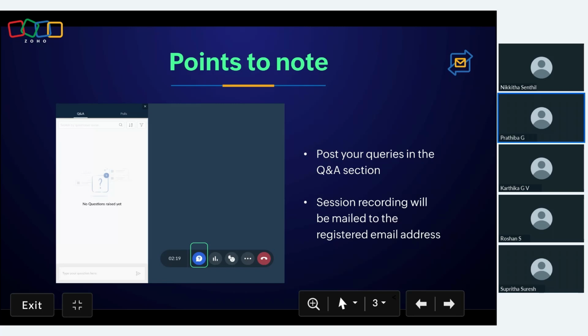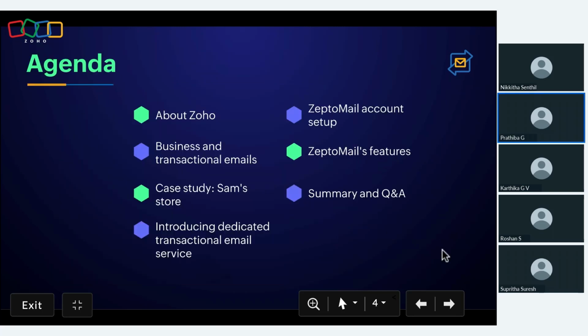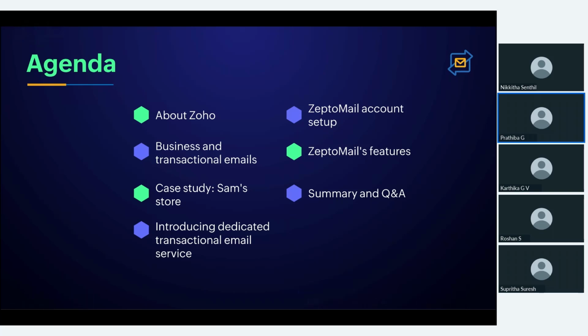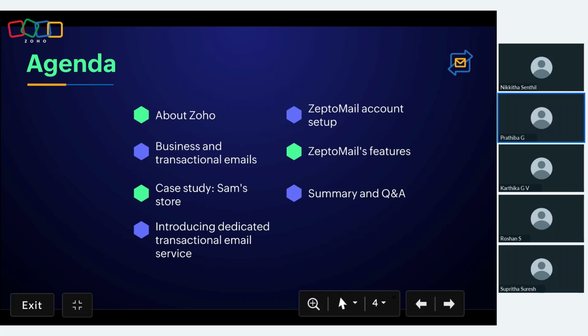With that said, let's look at the topics we'll be discussing in this session. First off, I'll start the webinar with a brief introduction to Zoho. We'll then discuss the two types of emails we'll be focusing on in this session, which are business emails and transactional emails. And then we'll have a quick case study on a business owner using a business email solution to send these two types of emails. We'll also see how using a dedicated transactional email service will make a difference there. And while we're on that, we'll see how Zoho's transactional service, ZeptoMail, will help the case, along with a sneak peek into ZeptoMail's features. With that said, let's move on with the session.